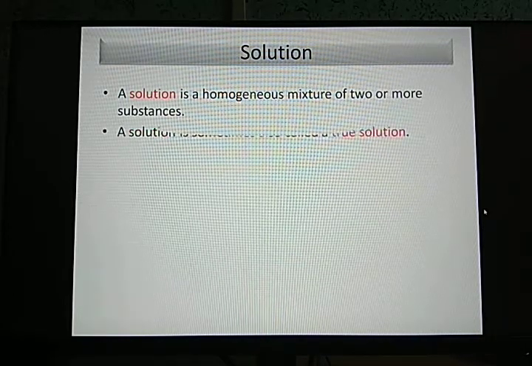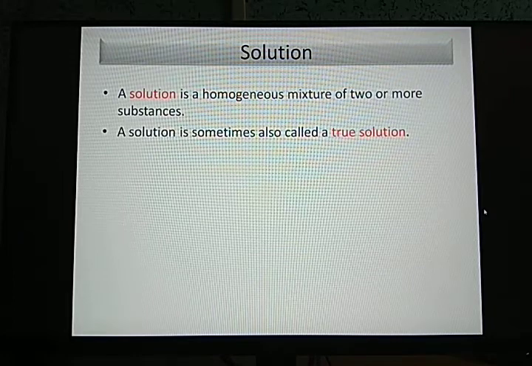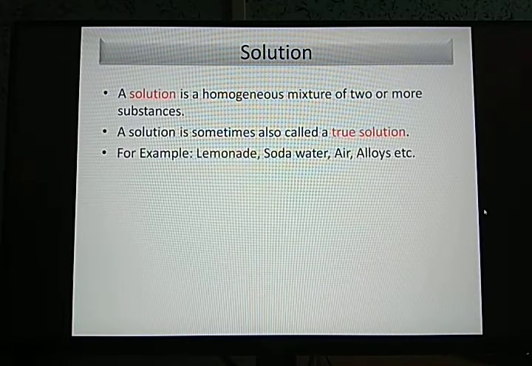Next, a solution is also sometimes called a true solution. So if the name comes as true solution, it is nothing but a solution. And as you know, a solution is a homogeneous mixture of two or more substances. For example, lemonade, soda water, air, alloys, etc. Now lemonade we all know, soda water also we all know, air also we know, it is a mixture.